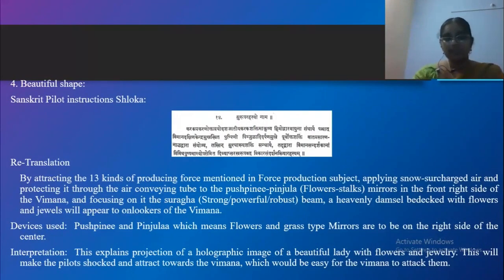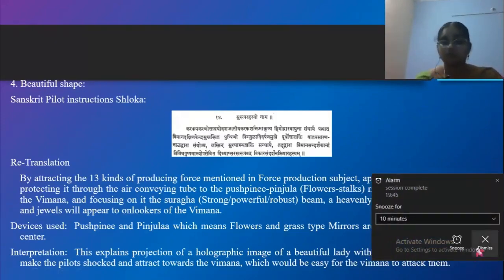Now, this is another advanced description. It makes the Vimana look beautiful, like a lady. Let us see the translation. By attracting the 13 kinds of producing force mentioned in the force production subject, applying snow surcharged air and projecting it through the air conveying tube to the Pushpini Pinjula flower mirrors in the front side of the Vimana and focusing on it the Suraga beam, a heavenly damsel bedecked with flowers and jewels will appear to the onlookers of the Vimana. So what happens when they use this device, Pushpini Pinjula? The Vimana will look like a beautiful lady.